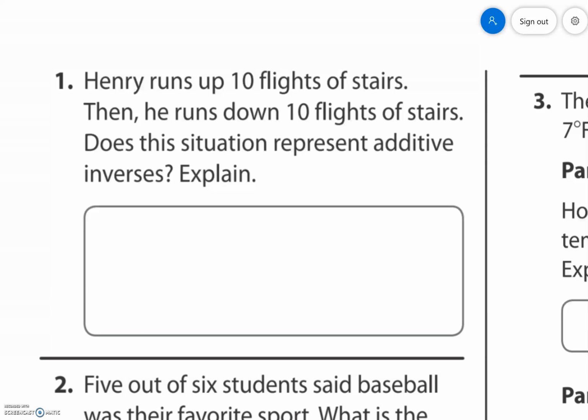question. Number 1, Henry runs up 10 flights of stairs. And then he runs down 10 flights of stairs. So we got up 10, which is positive 10, and down 10, which is negative 10. Does this situation represent additive inverses? Explain.